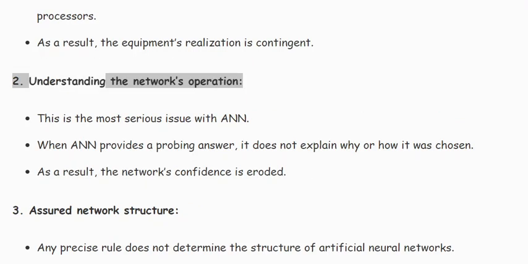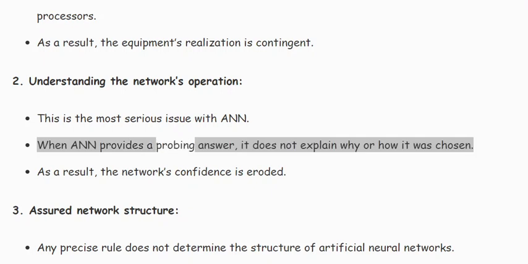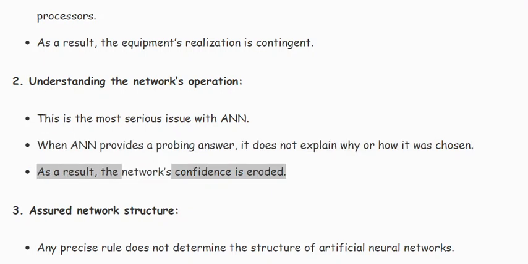2. Understanding the network's operation. This is the most serious issue with ANN. When ANN provides a probing answer, it does not explain why or how it was chosen. As a result, the network's confidence is eroded.